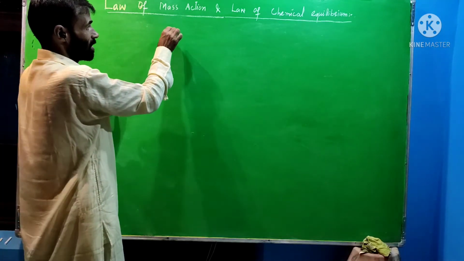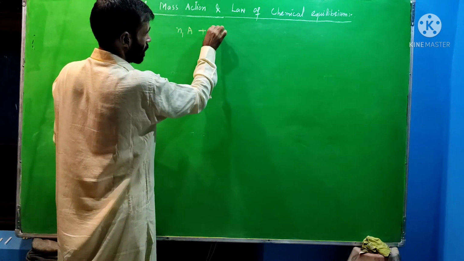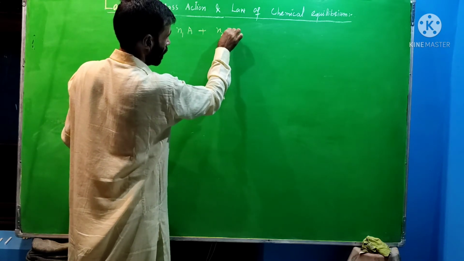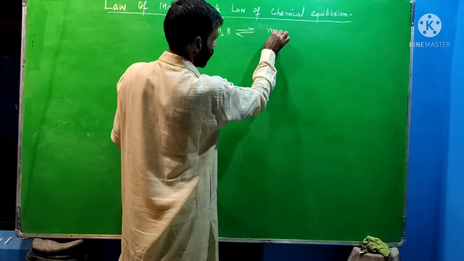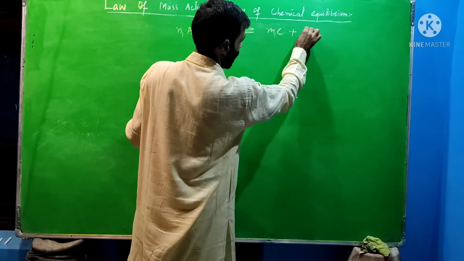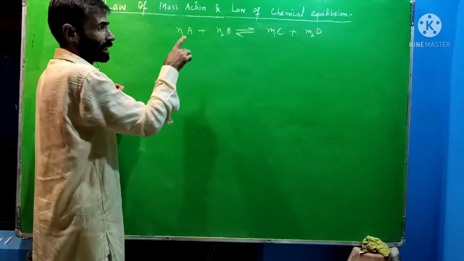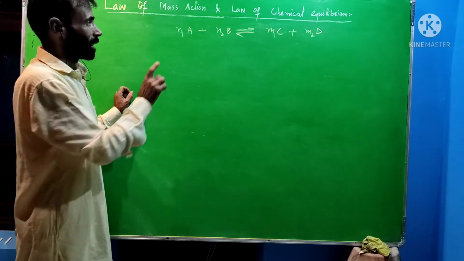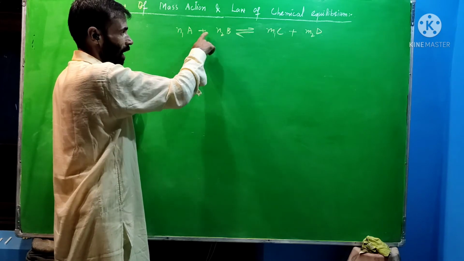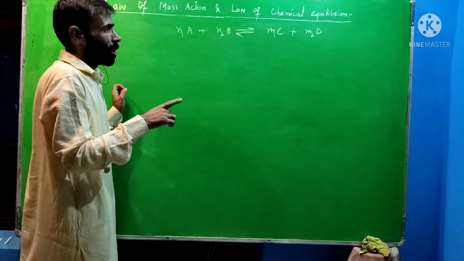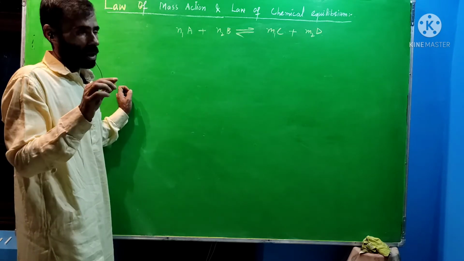Now for the general reaction I have taken again, n1A plus n2B, an equilibrium reaction, giving m1C plus m2D. We can take the equilibrium constant expression in terms of molar concentrations, in terms of pressures if they are gases within this reaction, or even we may take the equilibrium constant expression in terms of mole fraction.